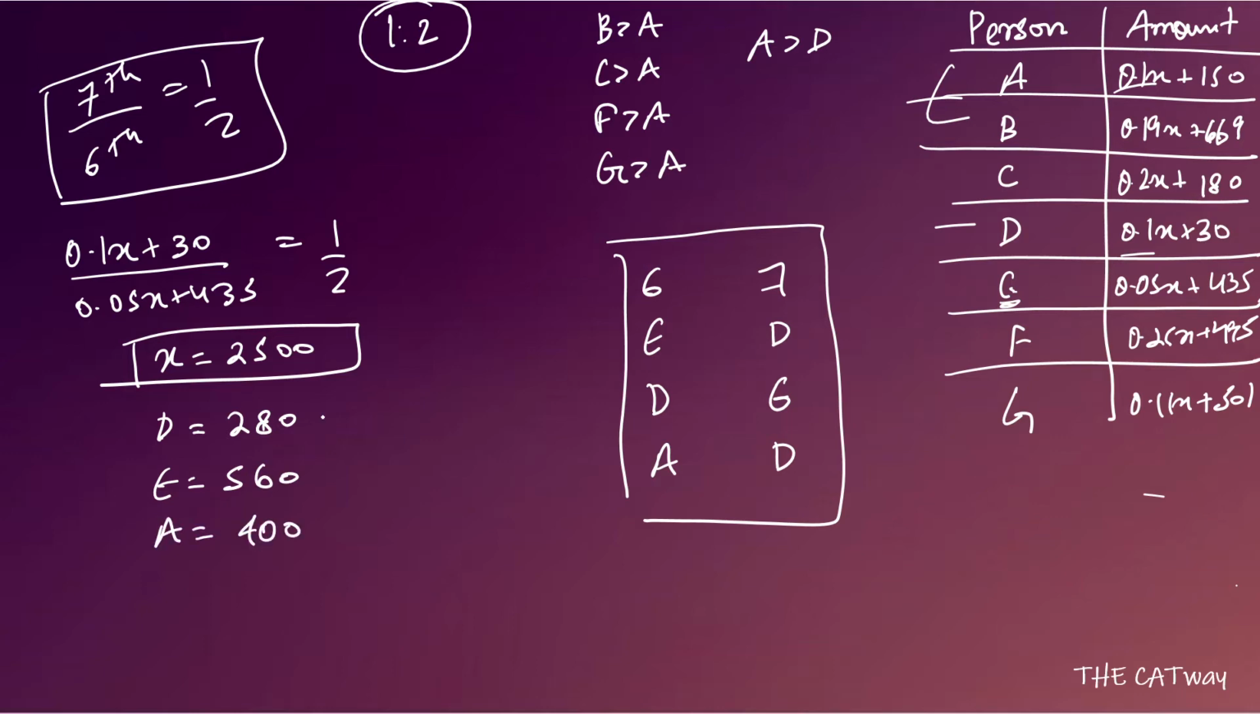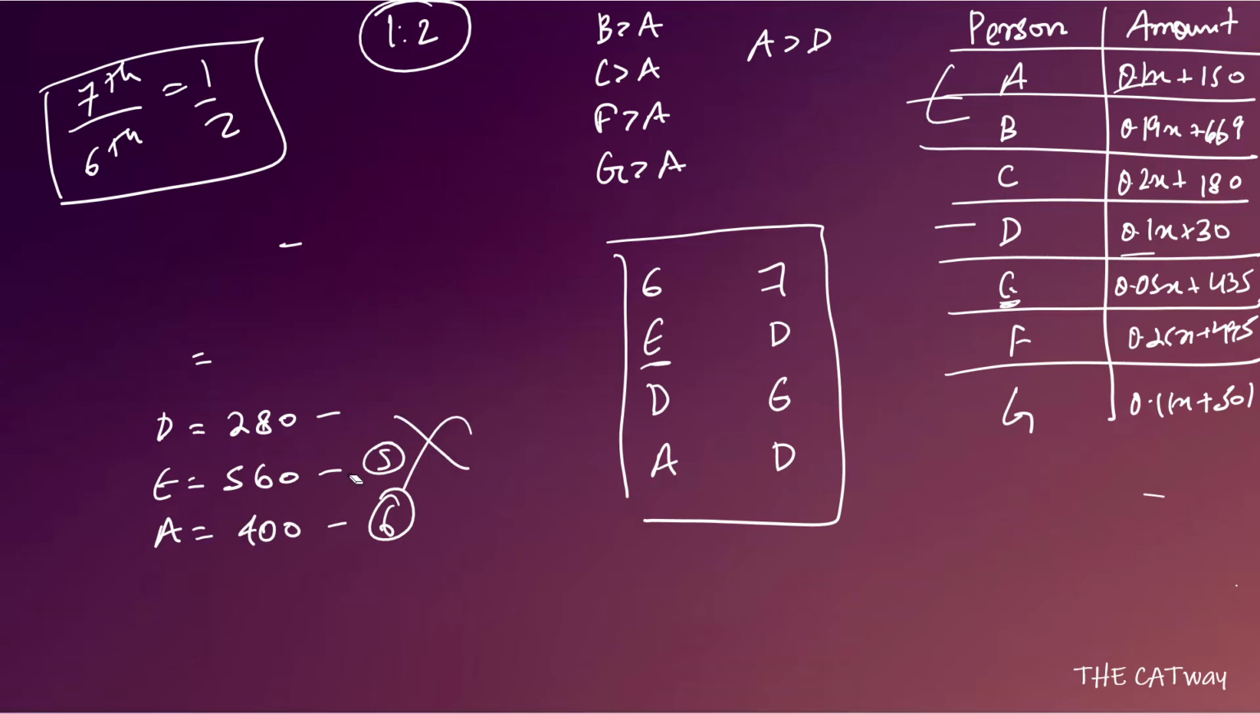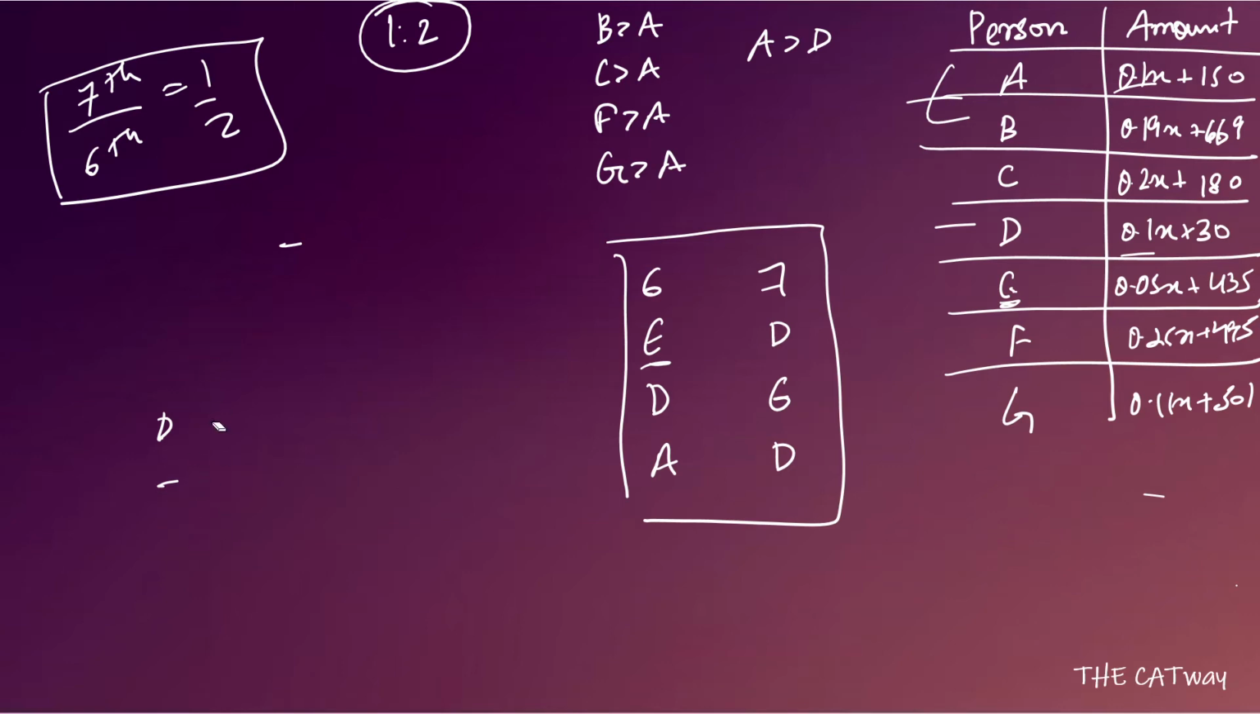So D is going to be the 7th, A is going to be the 6th, and E is going to be 5th, 4th, anything. We do not know that, but it is not going to be 6th. But what did we assume? We assumed that E is going to be 6th, which is not the case. So this case is not possible. Let's remove this case. This case is definitely not possible.